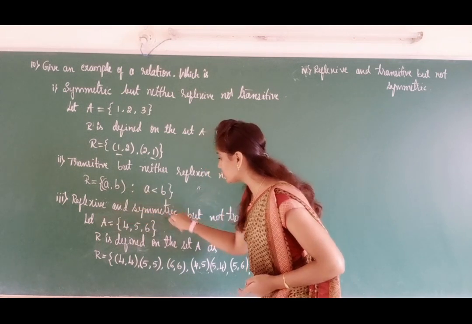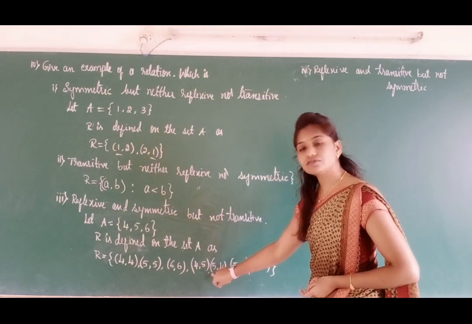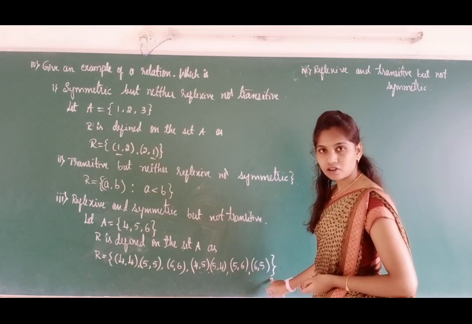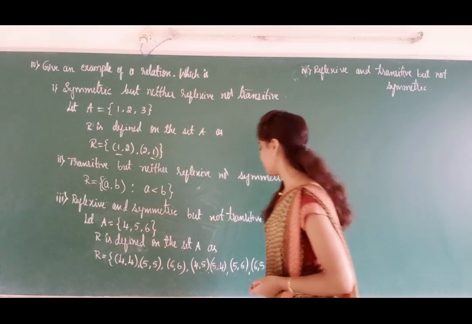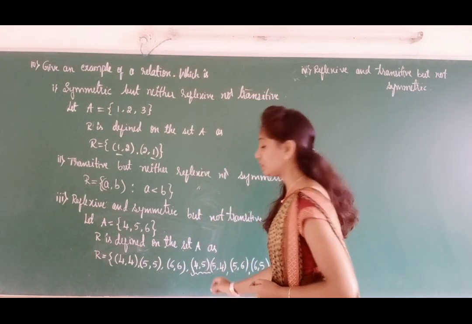That is reflexive and symmetric. Okay, symmetric: (4, 5), its reverse (5, 4) is here. (5, 6), its reverse (6, 5) is here. Okay, this is obviously not transitive because observe here. Here the ordered pair (4, 5) is there. This is our (a, b).